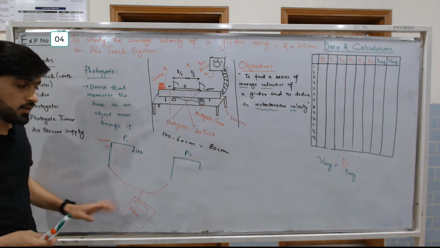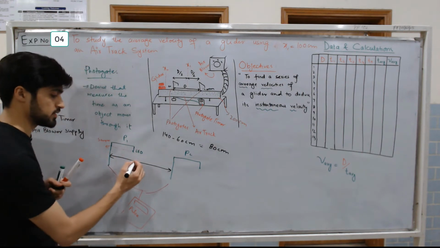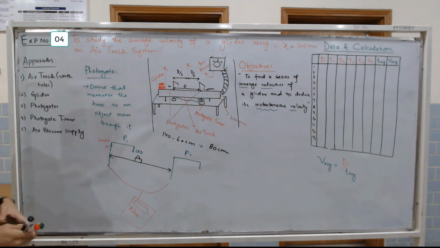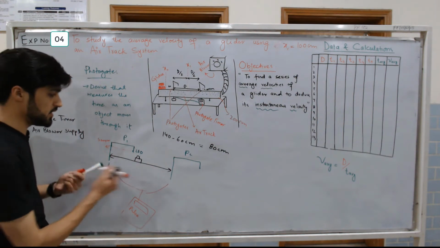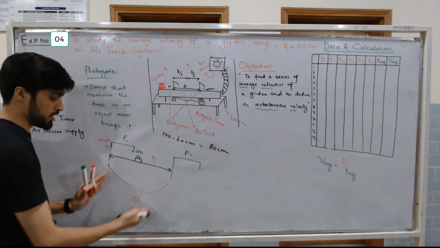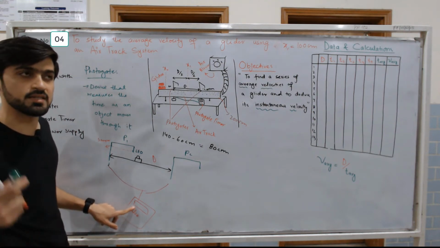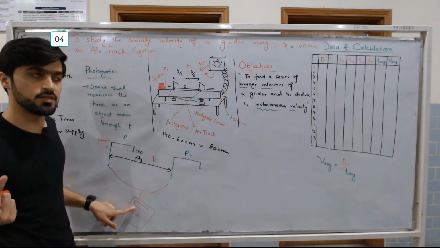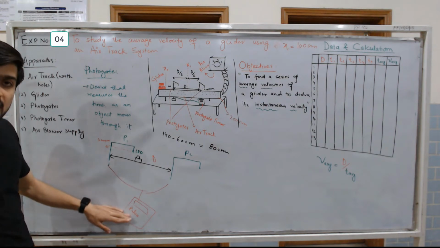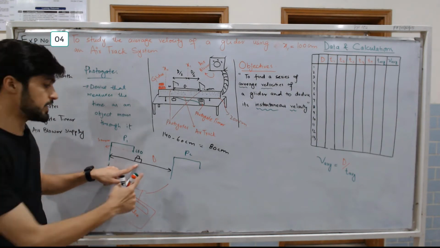So it is giving us the time interval that the object covers between these 2 photo gates. Let's say it's a car or a glider that is moving between these 2 photo gates. If you know the distance between these 2 photo gates, D, and the time interval, we can note it from the photo gate timer. It will be a very short time, let's say 0.315 seconds. If you divide the distance by that time, you will get the average velocity of this glider.